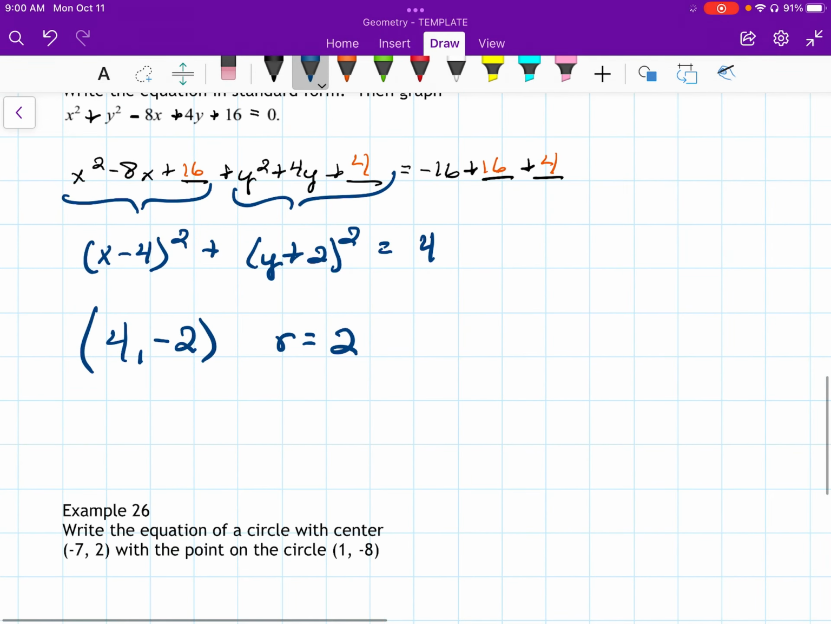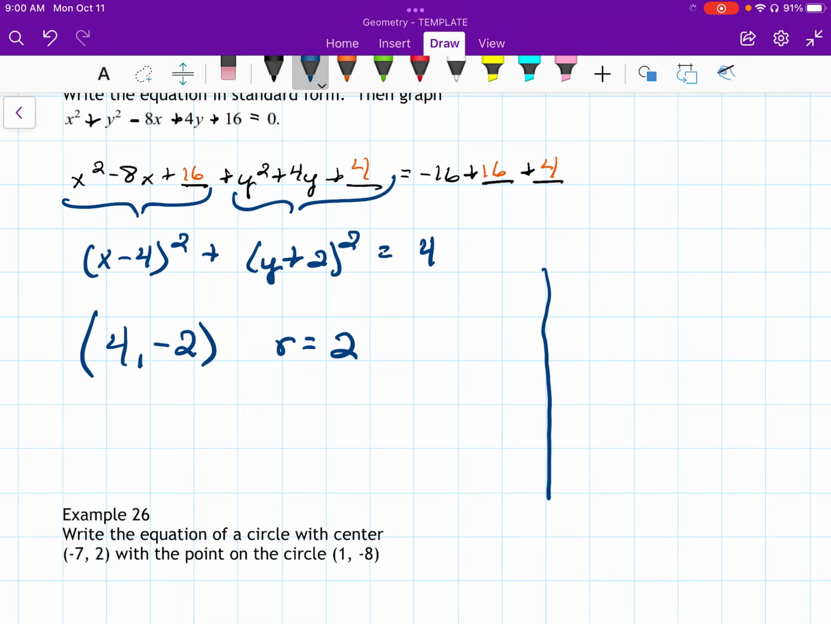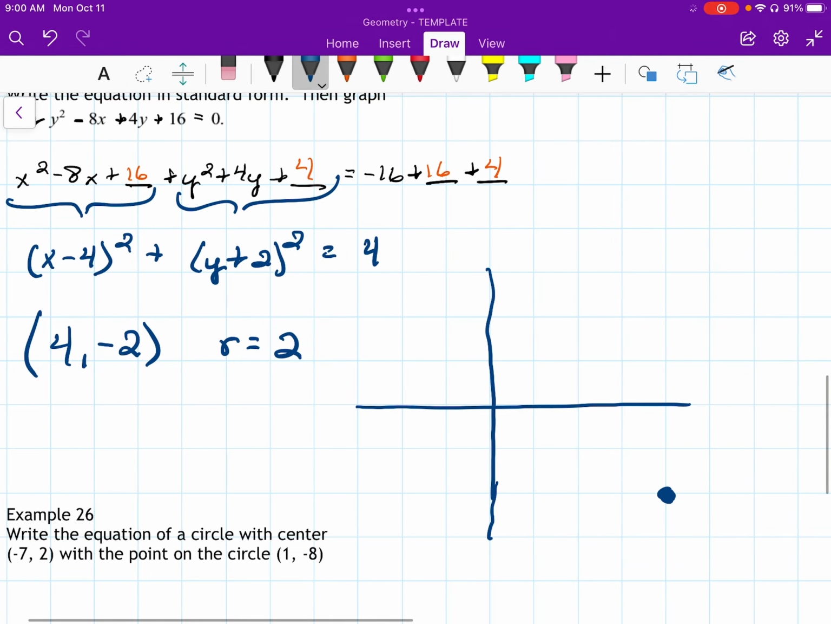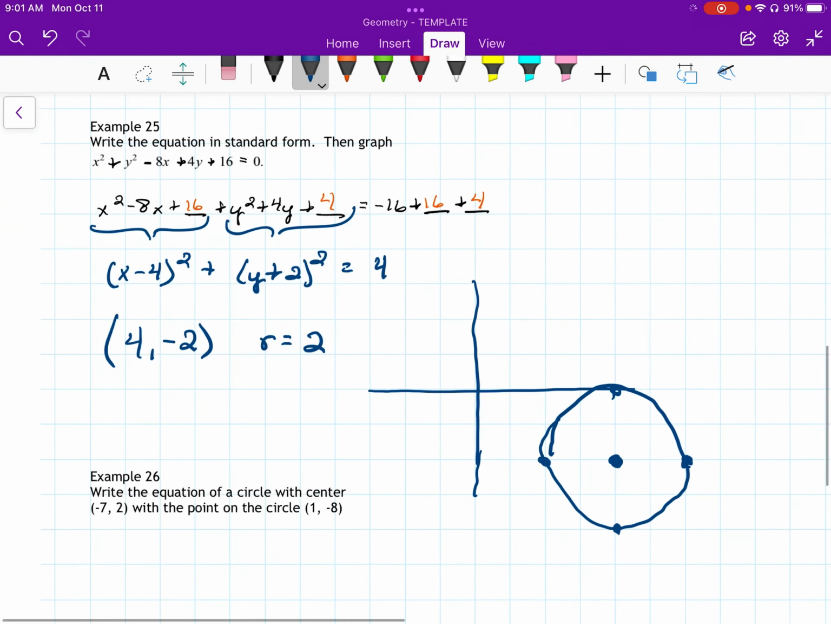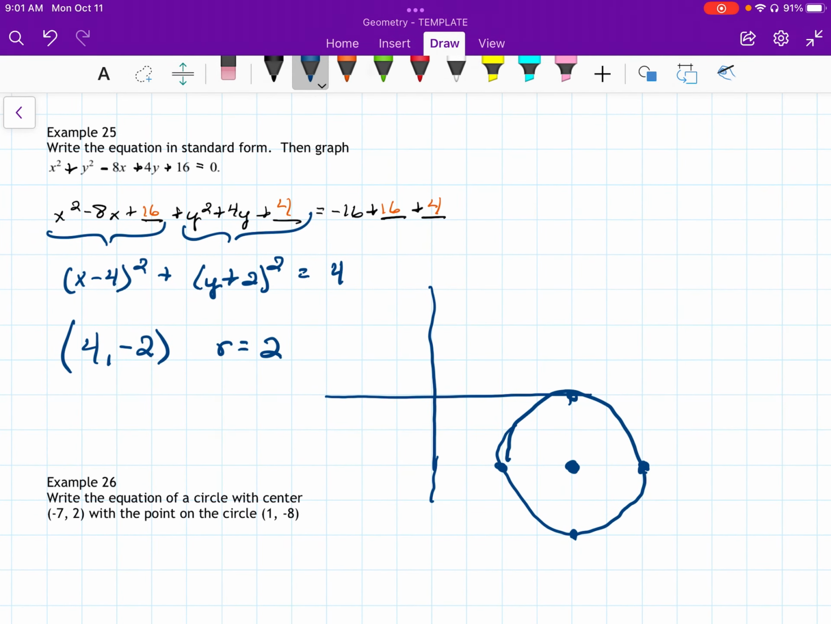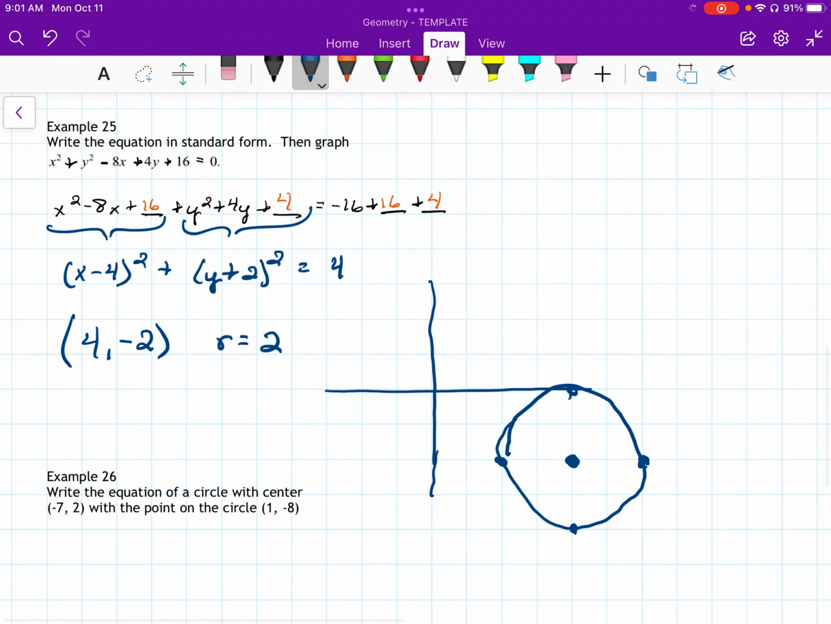So going about graphing this one, I first plot my center, which would be 4, negative 2 right there. And my radius is 2, so I go up 2, left 2, down 2, and right 2. So I have my edges of the circle there. And now you just kind of do your best and make it look like a circle. And I'm not going to probably make it look like a circle. There we are. It's not great, but it's not terrible either. I don't expect your circles to look super awesome. We're drawing them by hand, and they're just not going to look great.